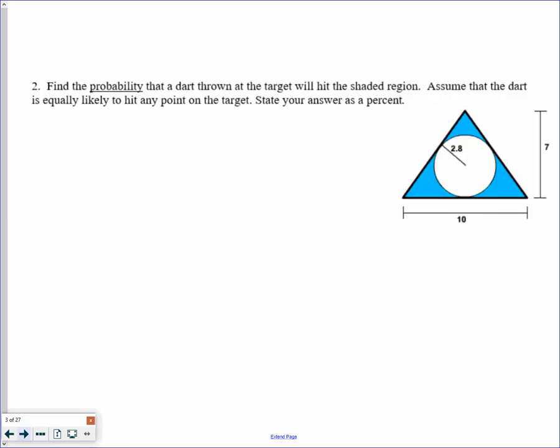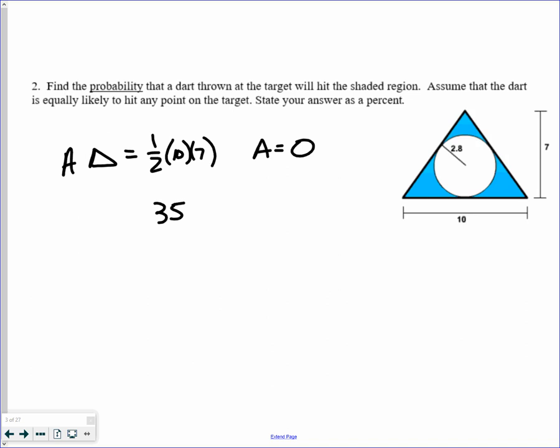Next one, find the probability that the dart thrown at the target will hit the shaded region. So the shaded region is on the outside there. Assume that the dart is equally likely to hit any point. So I need the full area of the triangle, the area of the triangle and the area of the circle. And then I've got to find the area of the shaded region. So let's take the area of the whole triangle. Half base times height. So 35.